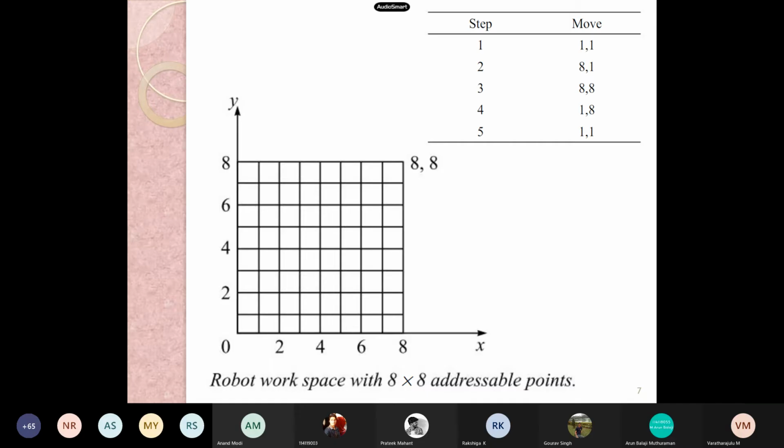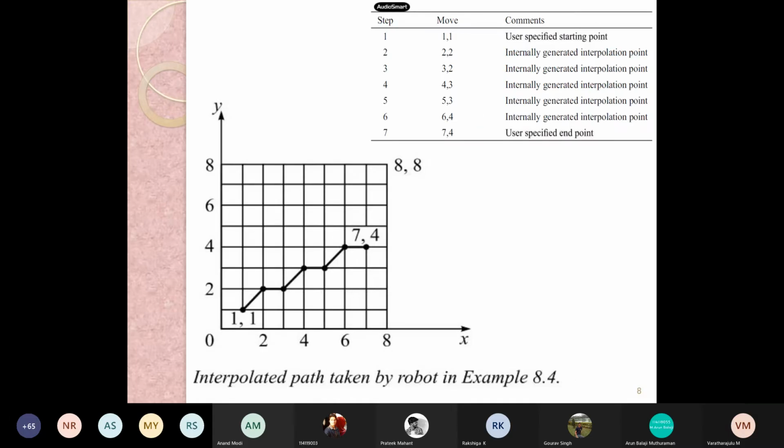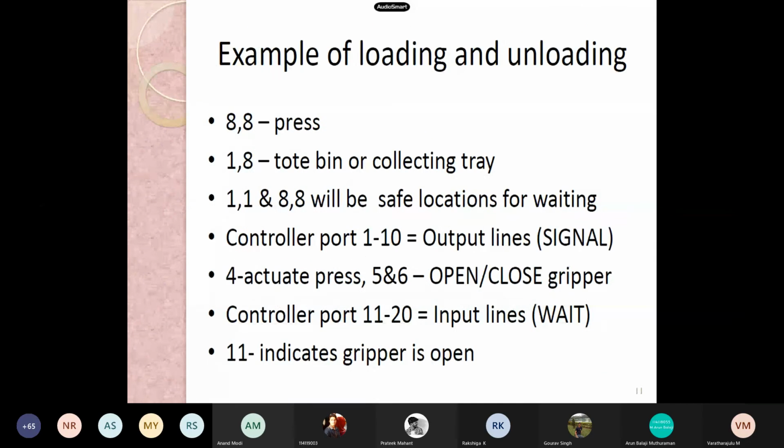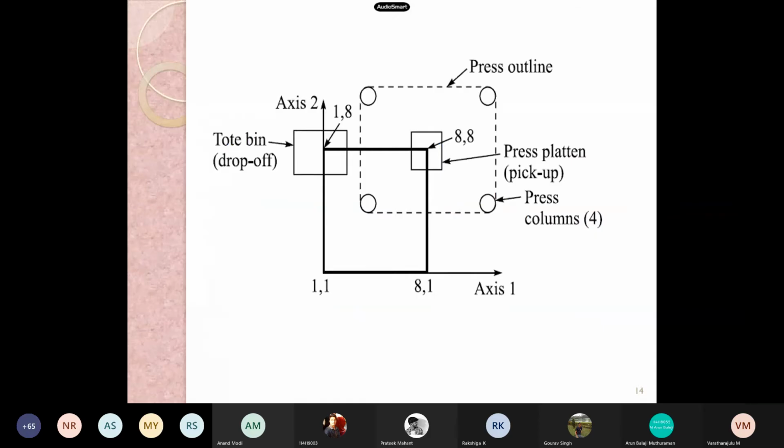Here, a robot with an 8 by 8 addressable point grid is also disseminated. In order to reach point 7-4 from 1-1, the movement goes from 1-1 to 2-2, then 3-2, then 4-3, then 5-3, 6-4, and 7-4. And then there are the wait, signal, and delay commands.